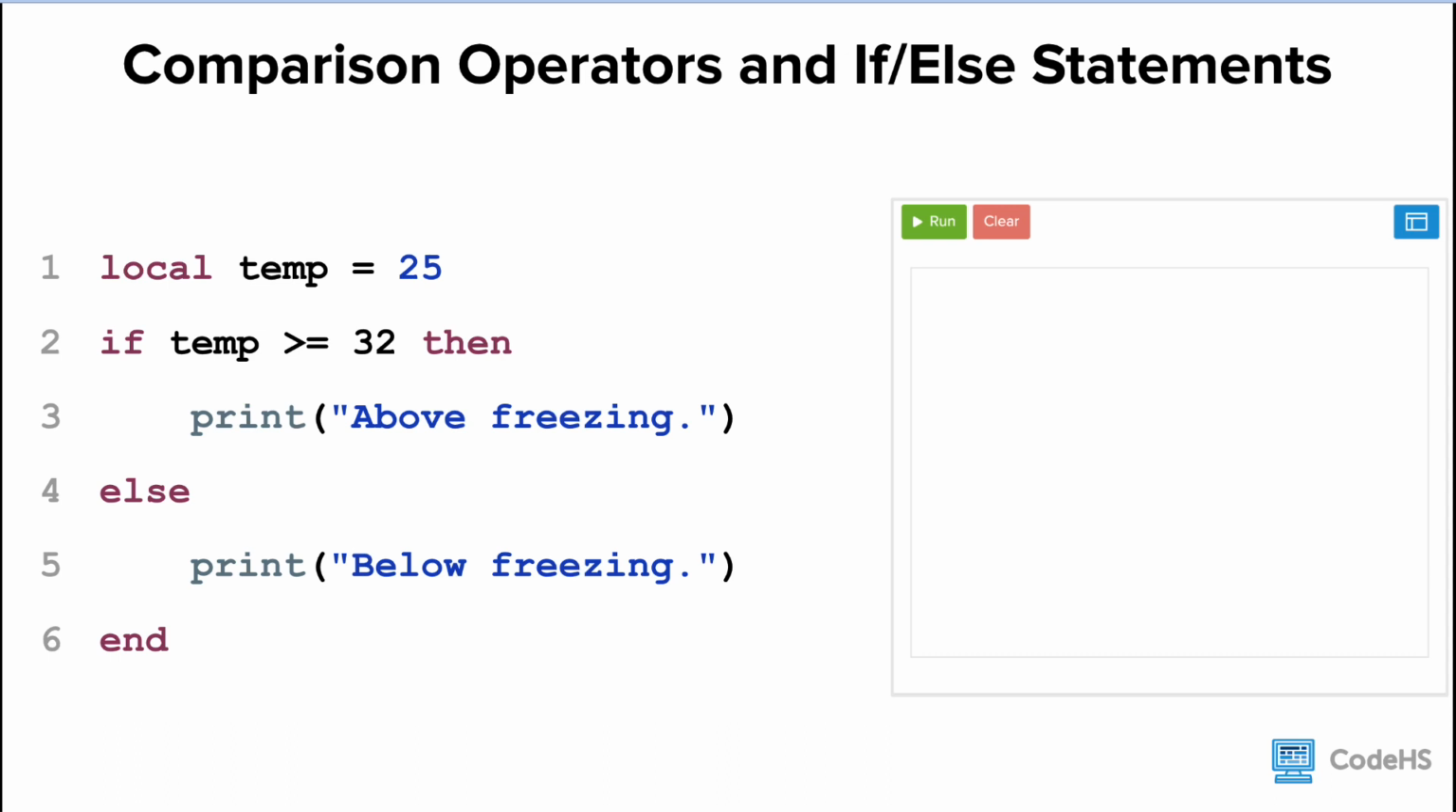This program determines if a given temperature is above or below freezing. The conditional will evaluate whether 25 is greater than or equal to 32. This is false, so the code after else is run and below freezing is printed.